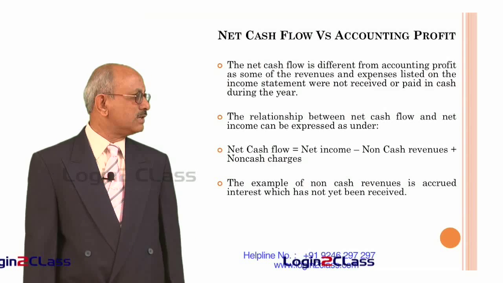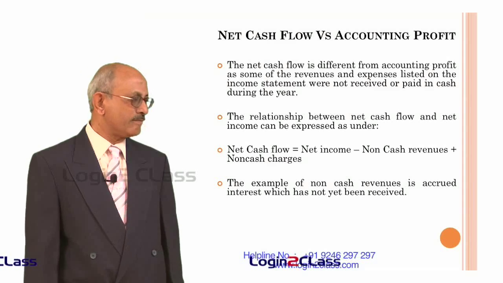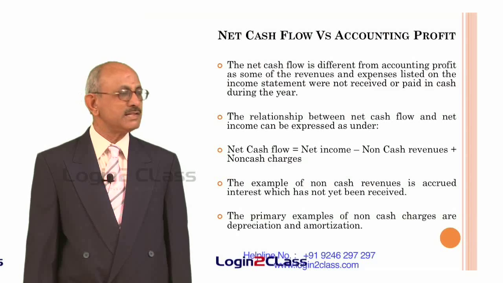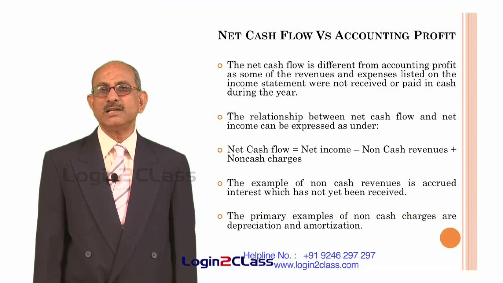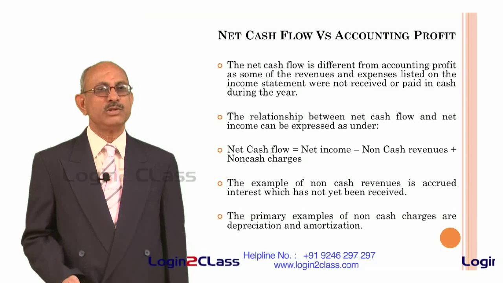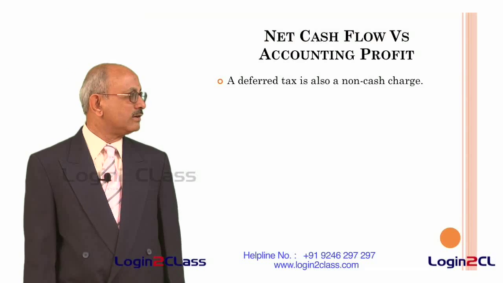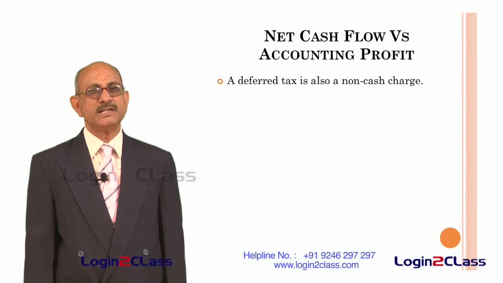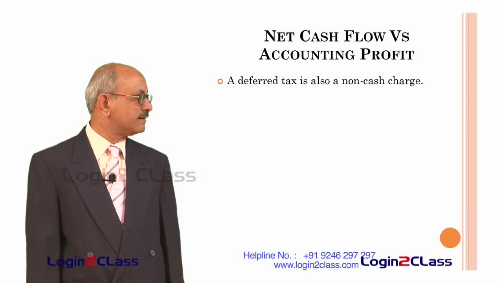The example of non-cash revenues, as I have said, is accrued interest, that means interest which is accrued but not yet received. Similarly, sales made but money not received, these are all examples of non-cash revenues. Similarly, examples of non-cash charges are depreciation and amortization, where they have been put as expense in the profit and loss account, but there is actually no outflow of cash. A deferred tax also is a non-cash charge, that means a deferred tax is something where the tax payment is deferred, but it is treated as an item of expenditure. So, there is no outgo of cash, but it is also treated as a non-cash charge.